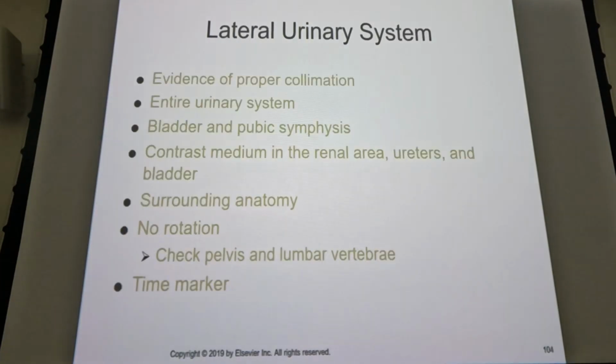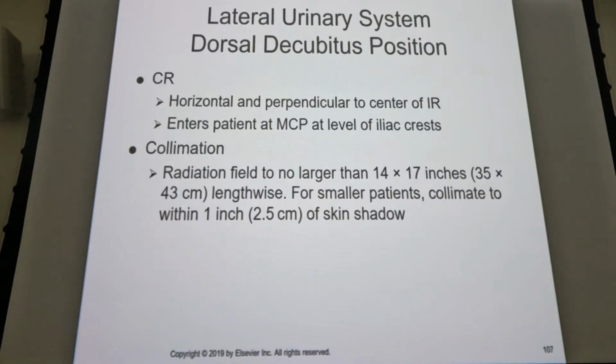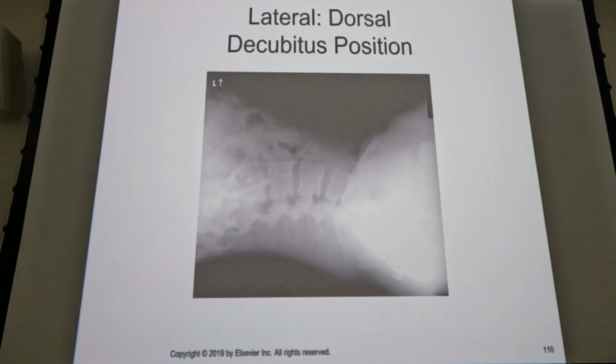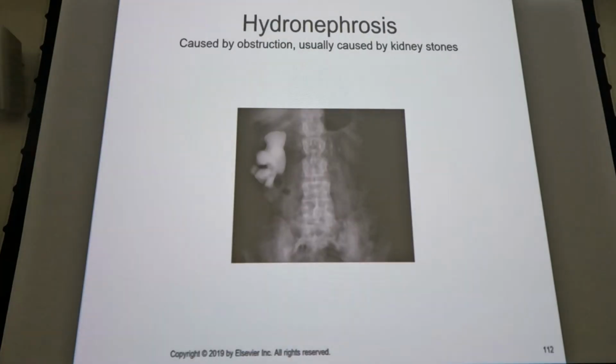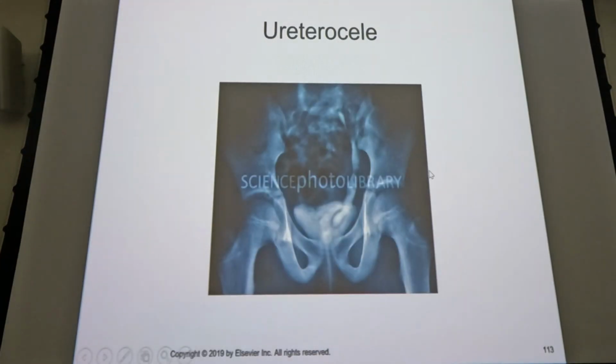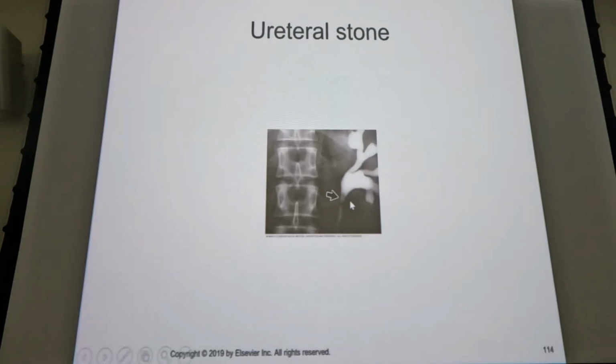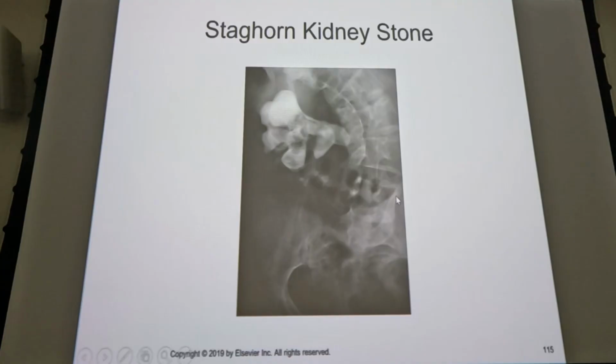All right. Don't do a whole lot of laterals. Decubitus. Hydronephrosis. Notice we've got plenty of contrast in the kidney, nothing coming down the ureter. Ureterocele, that's what they call a cobra head sign. It's kind of like a prolapse of the ureter. That's a stone. Again, radiolucent. Staghorn kidney stone in a patient with, it looks like, pretty severe scoliosis.